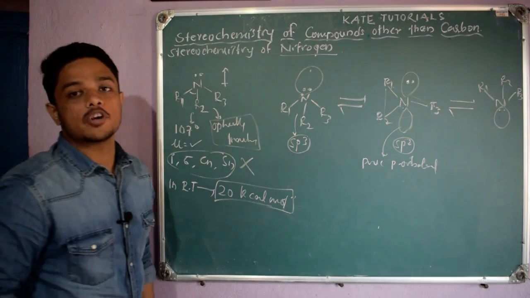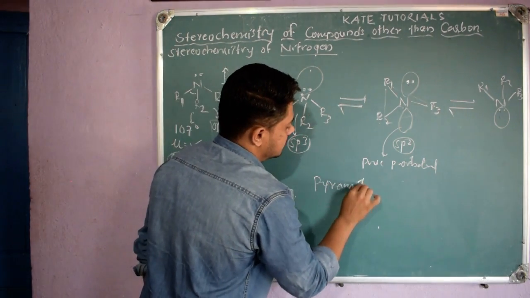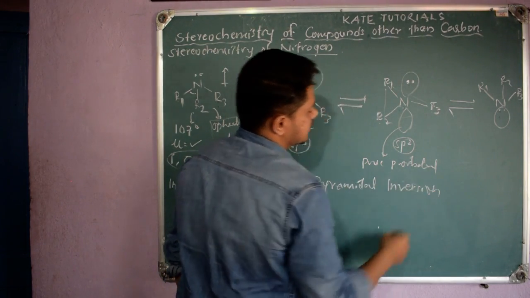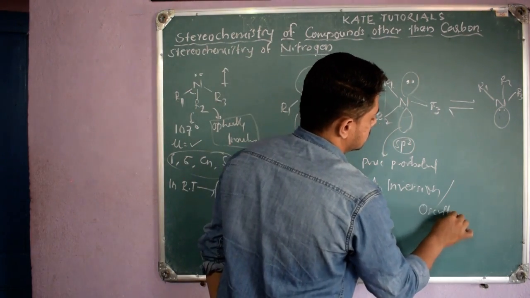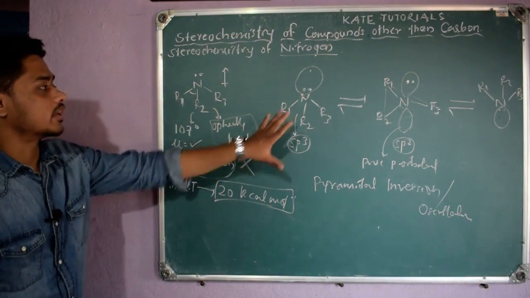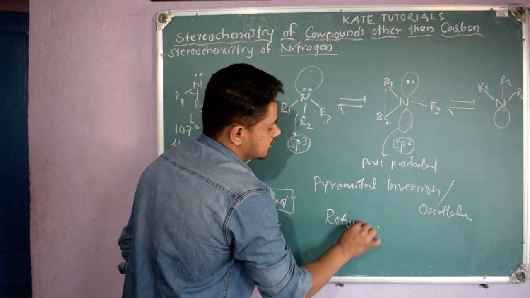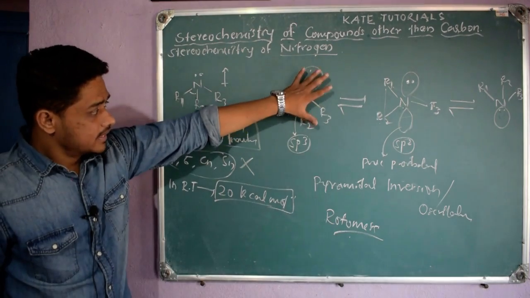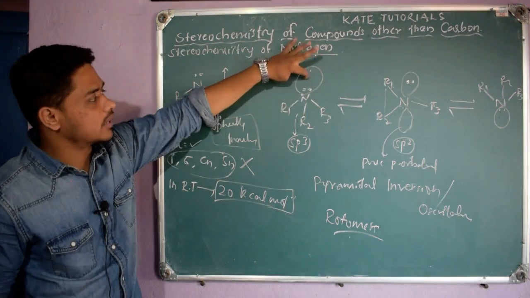This mechanism we call pyramidal inversion. This can be called pyramidal inversion or oscillation. So these molecules, the nitrogen containing molecules with other atoms, are called rotomers. Why are these called rotomers? Because we expect all different things to be there, R1, R2, R3, different atoms and a lone pair, right?